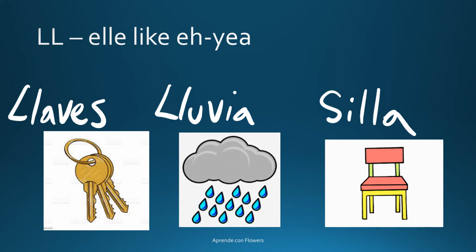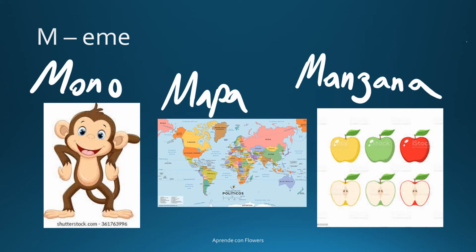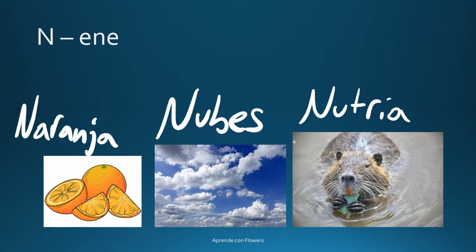Elle, ye. So you have llaves, lluvia, and silla. Elle is found in the beginning of some words, but is also more commonly found in the middle of words. M. M de mono, mapa, manzana. N de naranja, nubes, nutria. Nutria are otters.